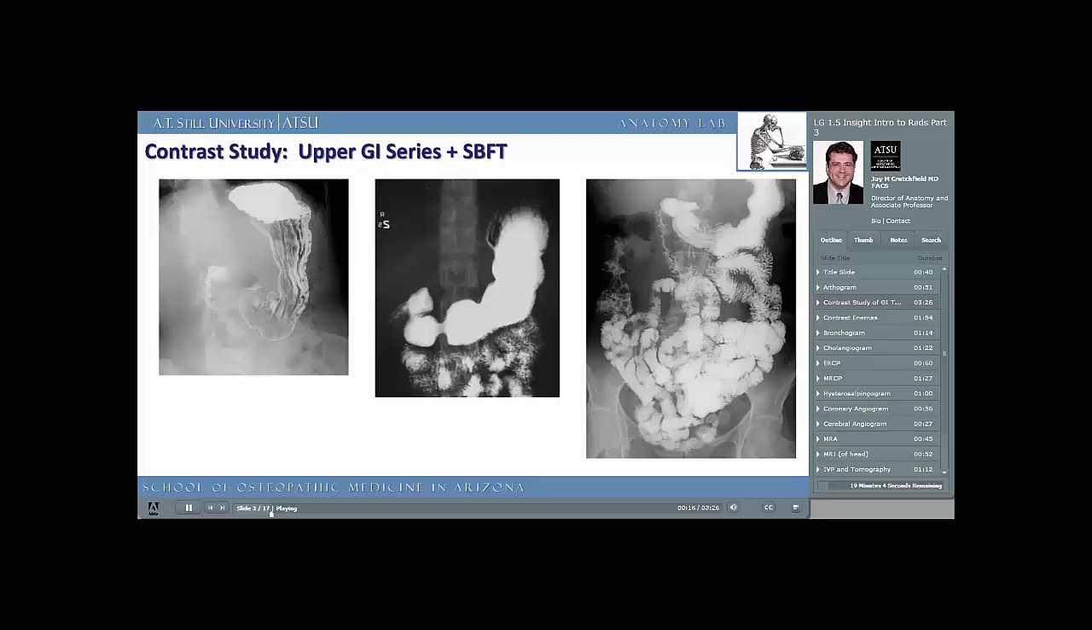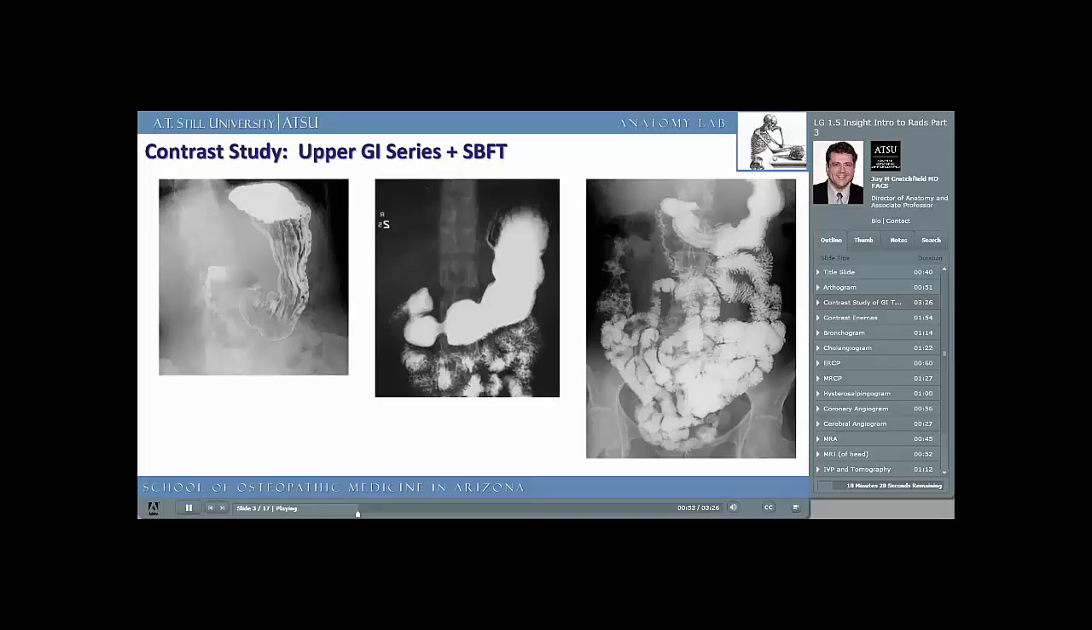This study helps the physician look at the swallowing mechanism, the esophagus, the stomach, and the duodenum. The patient drinks a dilute barium sulfate solution, flavored to taste like a chocolate or vanilla milkshake, and then under fluoroscopy, remember the Bugs Bunny images when we mentioned fluoroscopy, multiple images are obtained as the patient swallows the barium sulfate contrast and we watch it flow through the esophagus, the stomach, and into the intestines. Single still images or a digital movie of the entire process can be obtained.